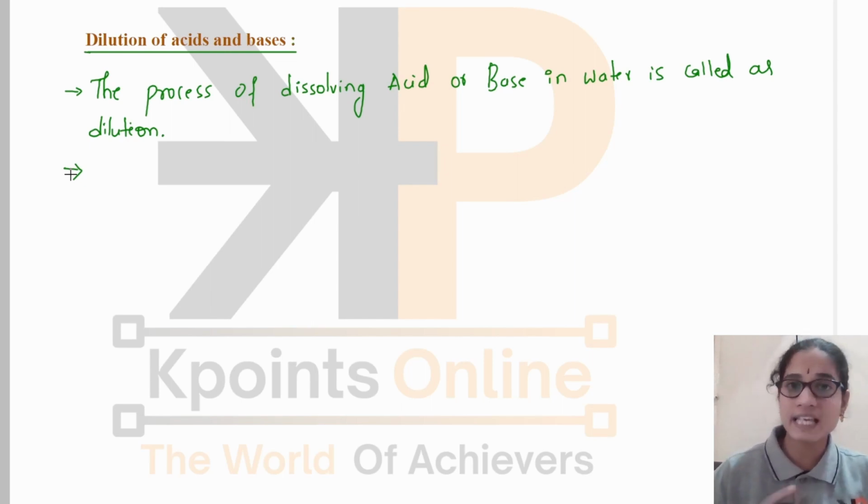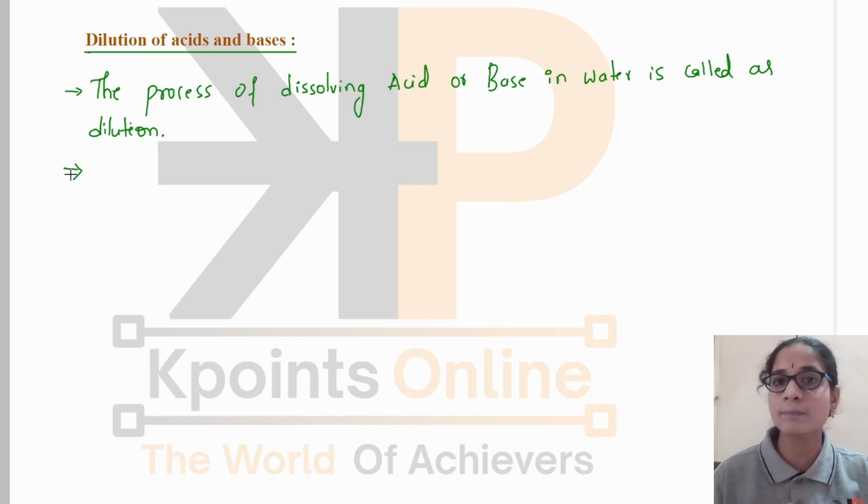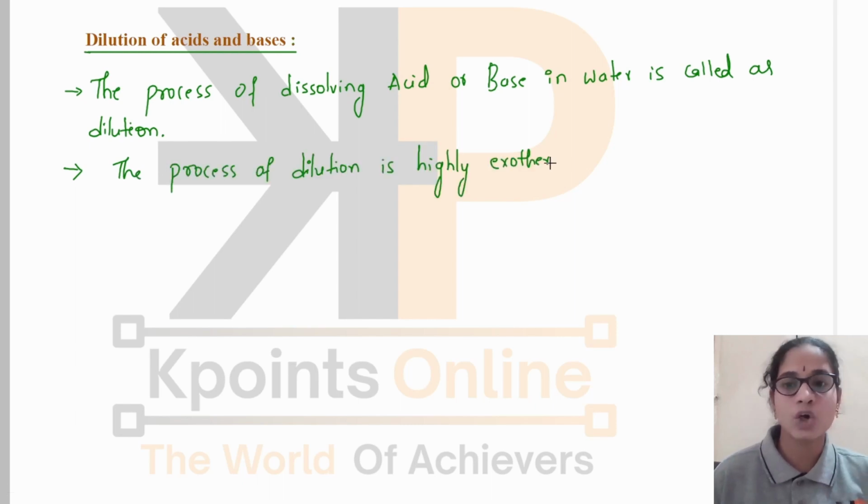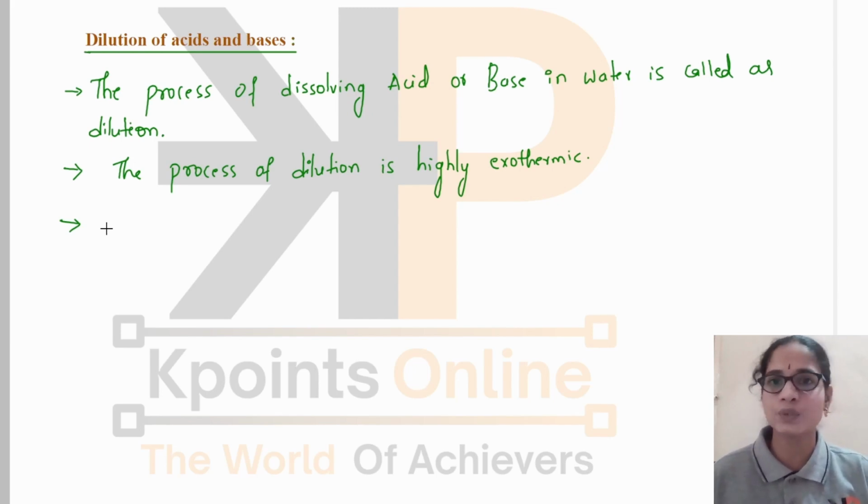Okay. Always care must be taken while diluting a base or acid, because of which in your laboratories you might have seen that a warning symbol is displayed on the cans of acids and bases. Okay. The process of dilution is highly exothermic. A large amount of heat is released. Okay. So always care must be taken, and the most important thing is you must always add acid or base slowly to the water. You should never add water directly to the acid or base solution.